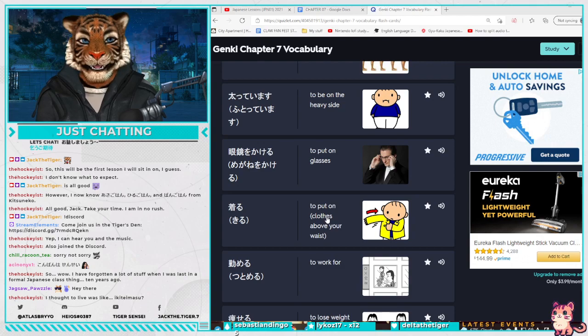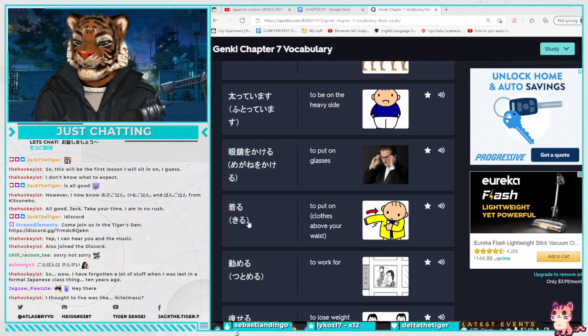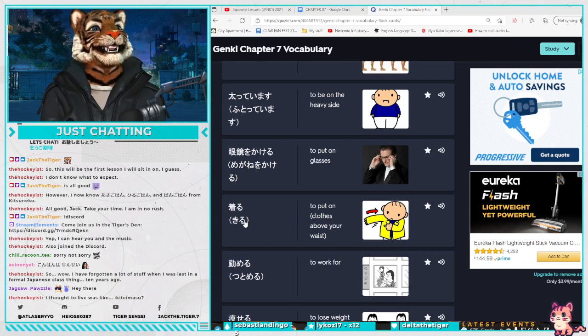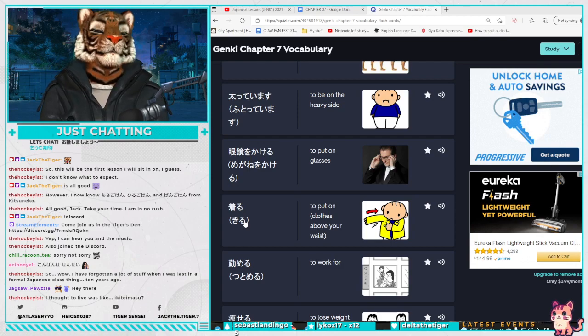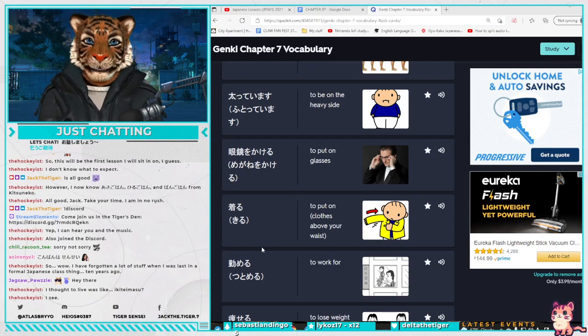To put on clothes, kiru. Another way to know this, kiru, to put on clothes above your waist. Think of like kimono. You put a kimono on top, over your chest.